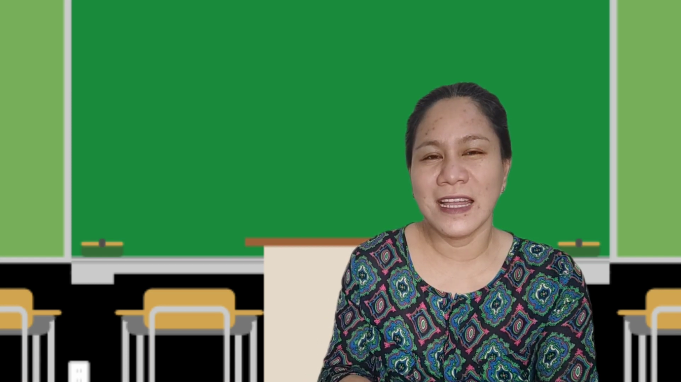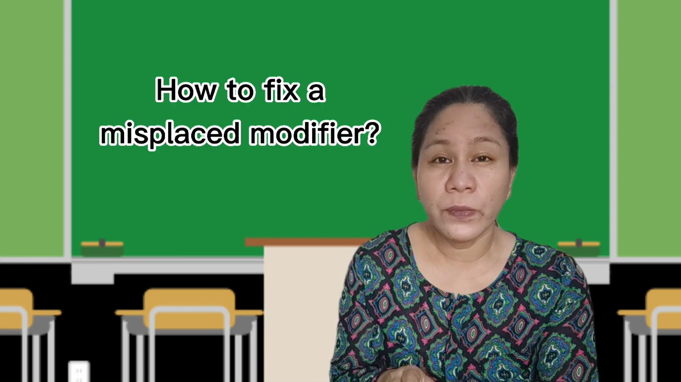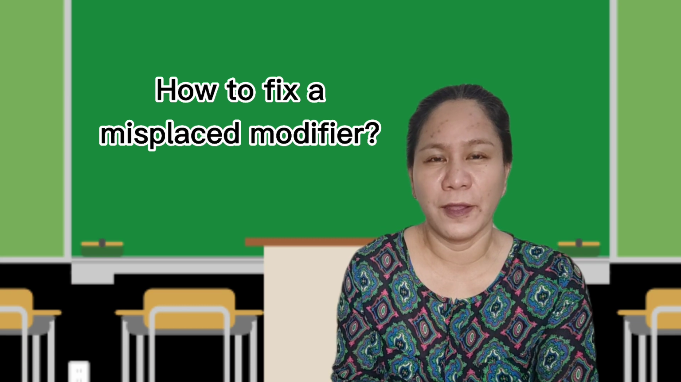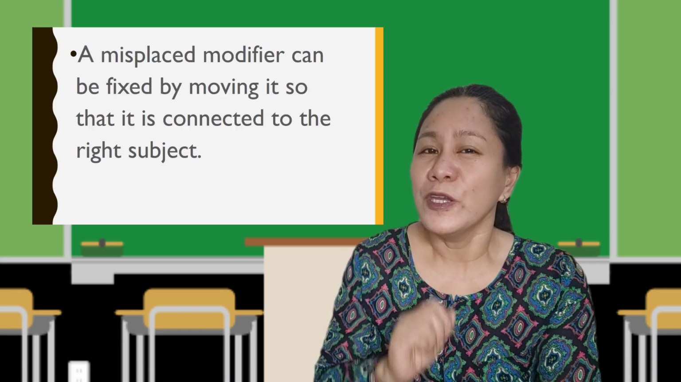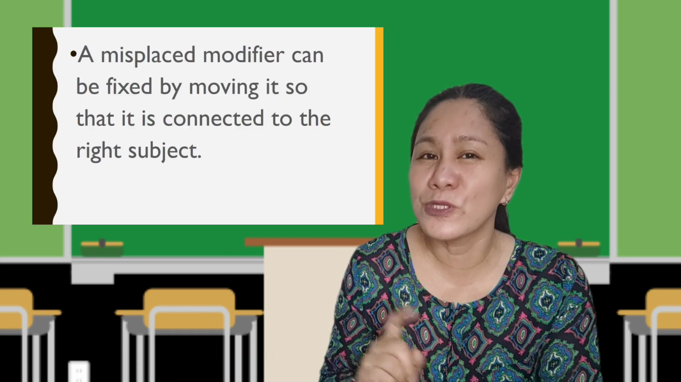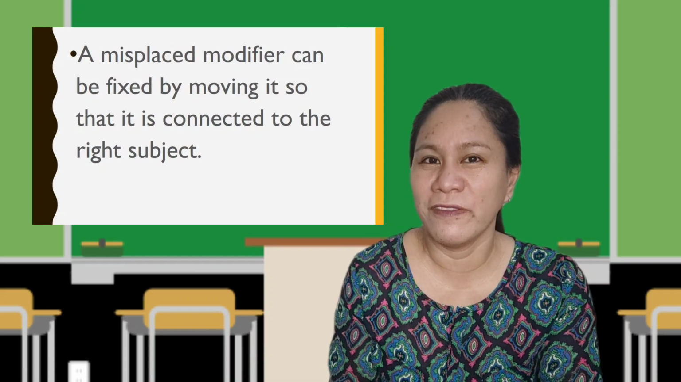A misplaced modifier is a word, phrase, or clause that is separated improperly from the word it intended to modify. As a result, these sentences appear ridiculous, awkward, or confusing. How are we going to fix a misplaced modifier? It's simple. You move the modifier close to the word it should be modifying.